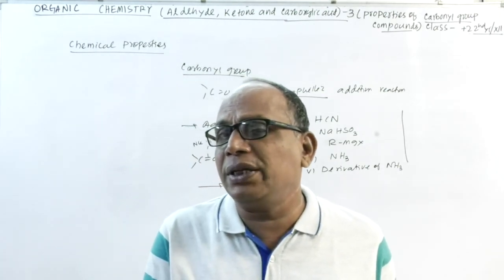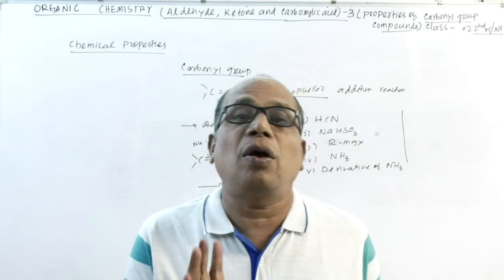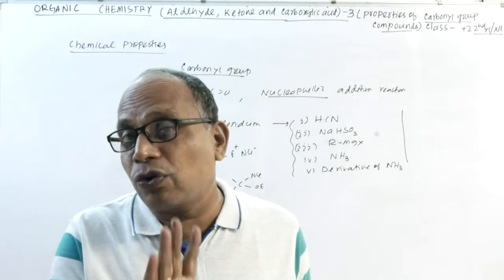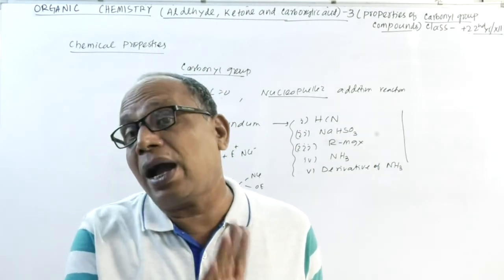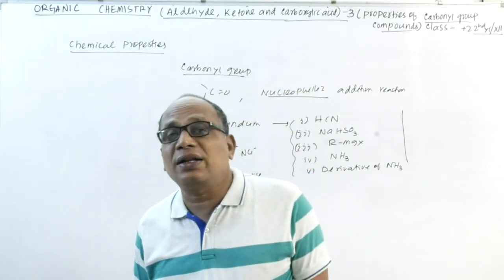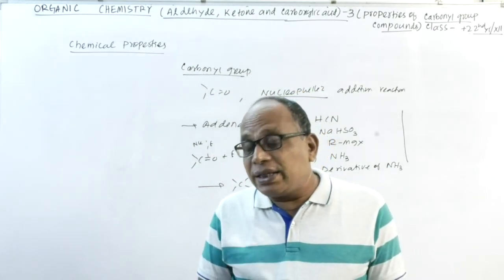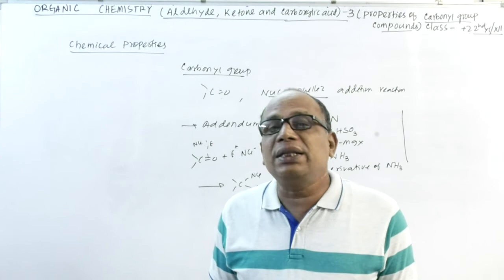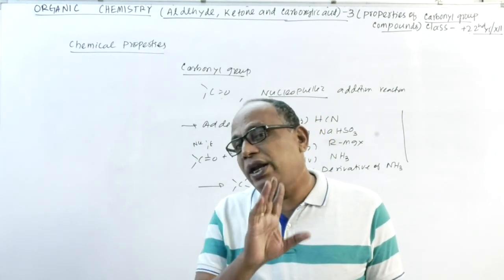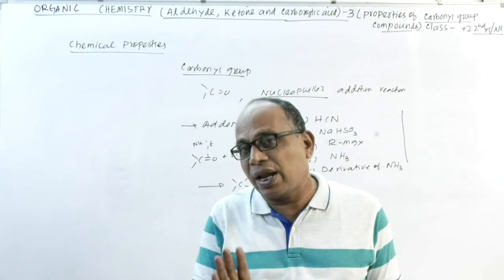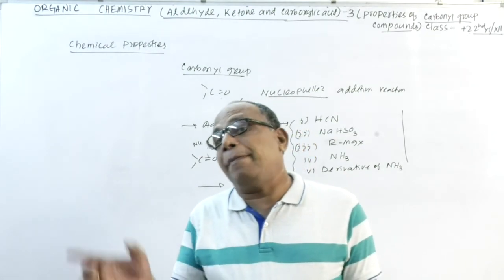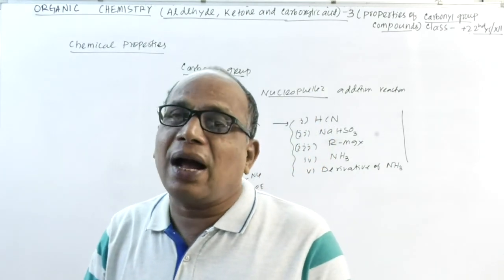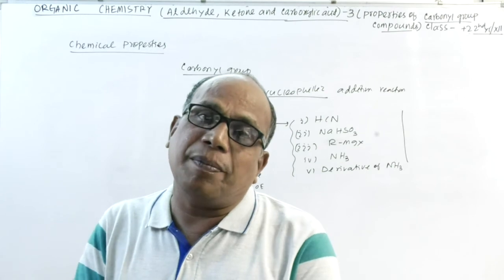It shows addition reaction due to the presence of the carbon-oxygen double bond. And it shows nucleophilic addition reaction, meaning the reaction is initiated by a nucleophile, and the nucleophile attacks the positively charged carbon atom, as a result forming an anionic intermediate, with the negative charge on the oxygen atom, which is more stable. After the formation of the anionic intermediate, the electrophilic part attacks to form the corresponding addition compound.